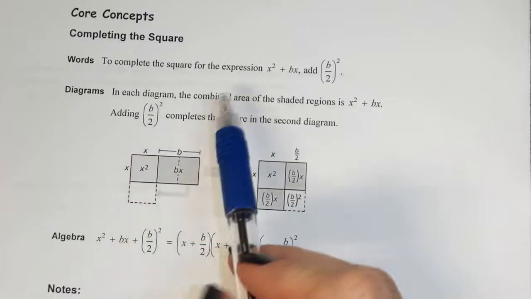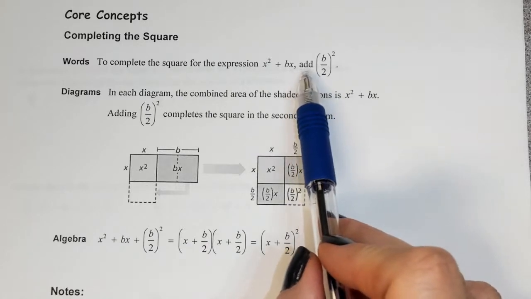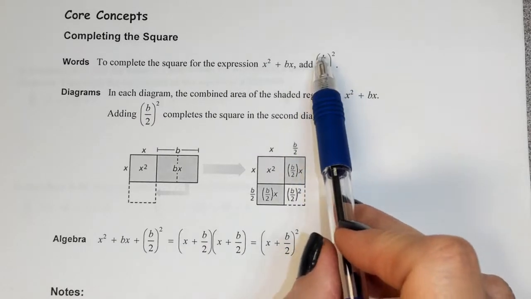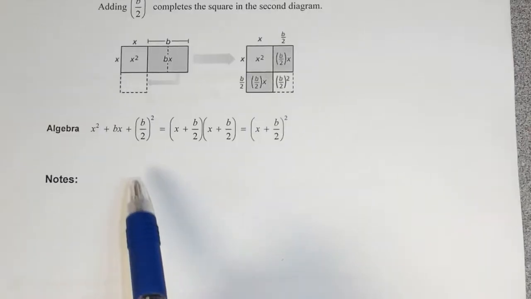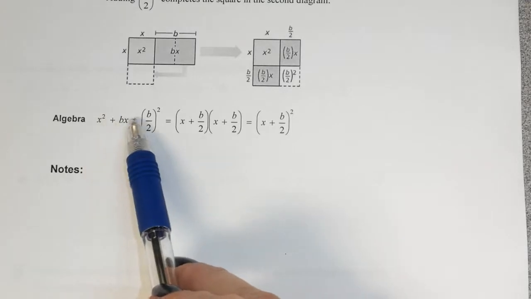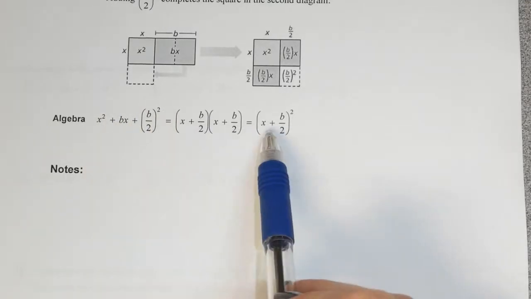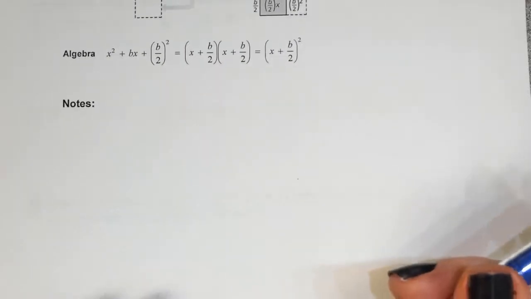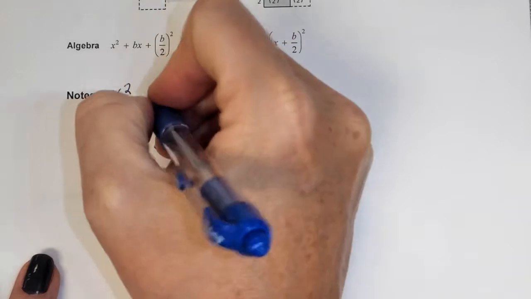Okay, so when we're completing the square, it tells us how to do it here. And this is why I asked you to do this in the warm-ups. You take b, you divide it by 2, and then you square it. Here they're showing you why this would work. If we have x squared plus bx plus b over 2 squared, here's how it's always going to factor down. Okay? Let me show you how this would work, though, with some real values.